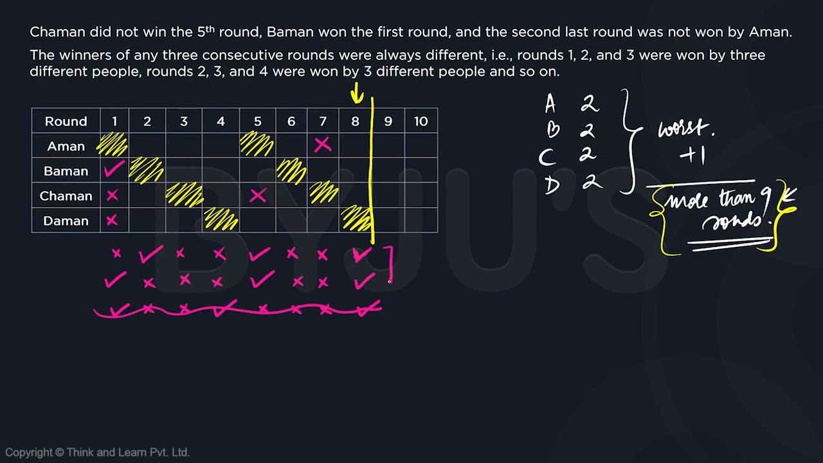It's between these 2. So it's going to be first round winner, which is B, Baman, 5th round winner, and then 8th round winner, or 8th and 5th and 2nd. So these are the cases. So let's try to fill this up.